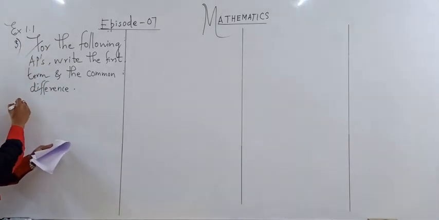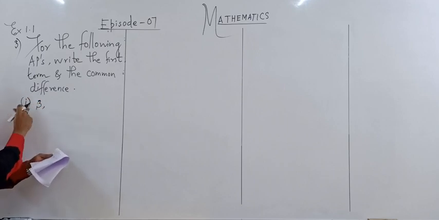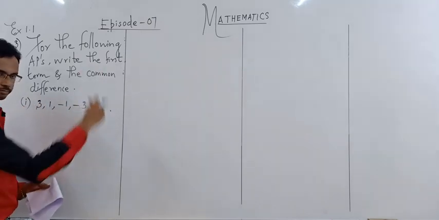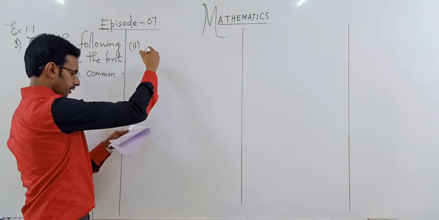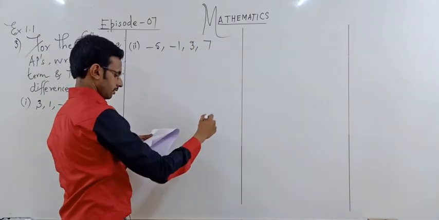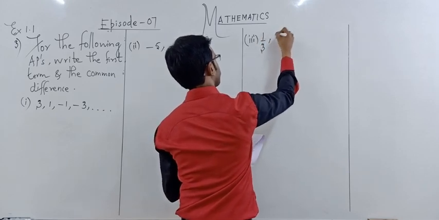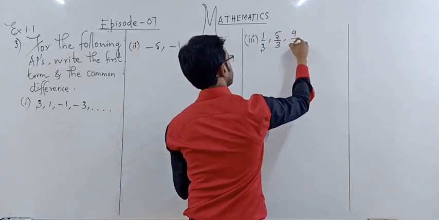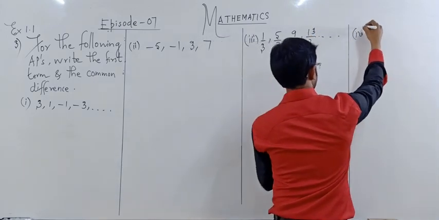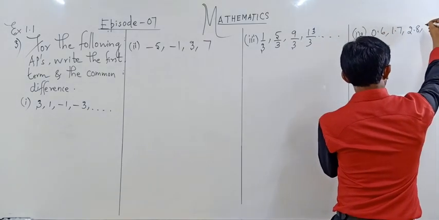So the first problem here they have given is 3 and then followed by 1, -1, -3 and so on. The second problem is -5, -1, 3, 7. The third is in fractional form, 1/3, 5/3, 9/3 and 13/3. The fourth is 0.6, 1.7, 2.8 and 3.9.